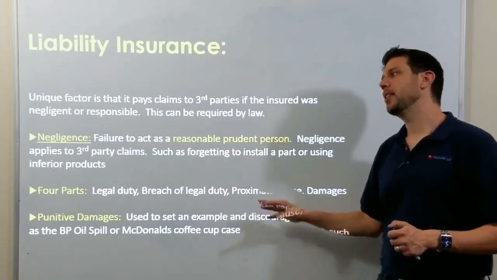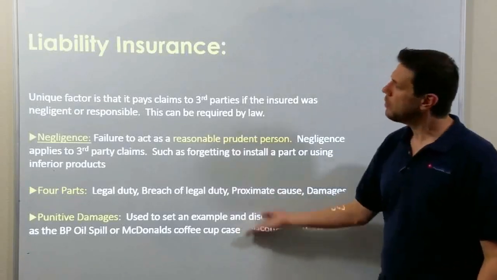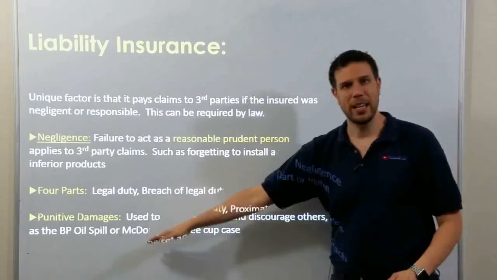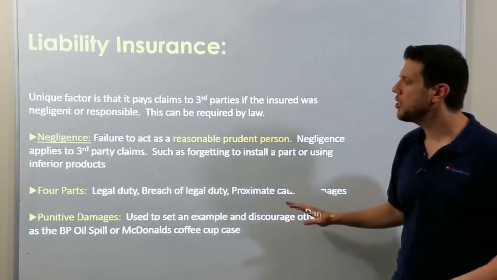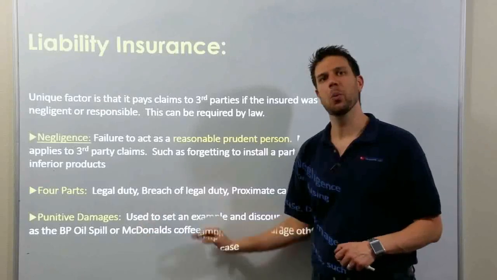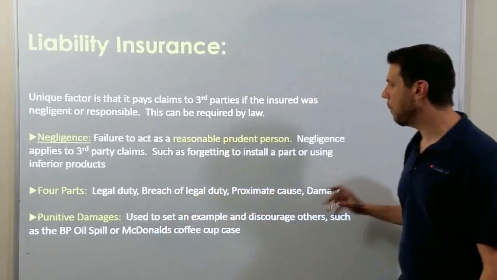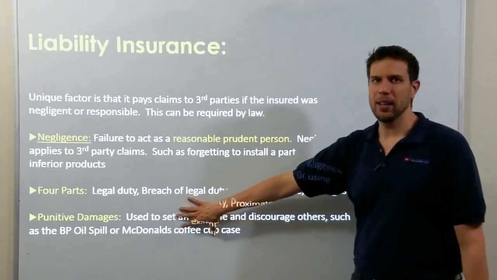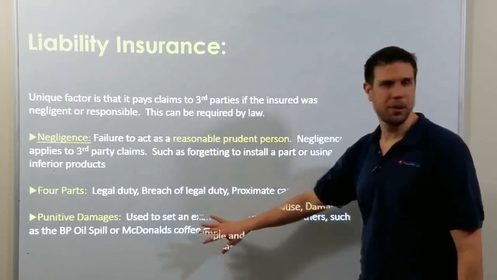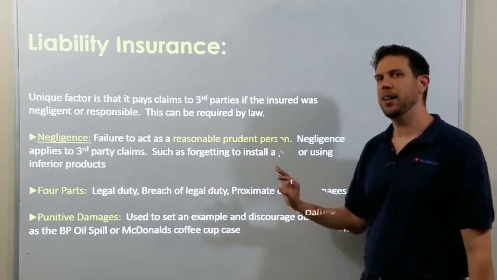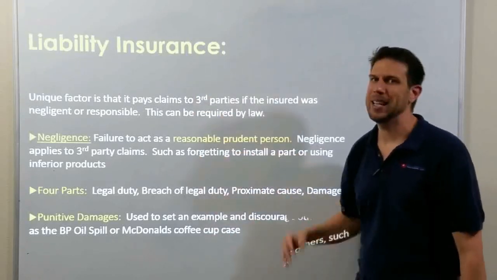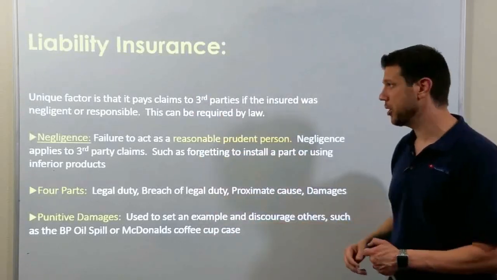The jury felt that McDonald's put profits above safety, so they decided to punish McDonald's by giving her 1 day's worth of coffee cup profits. That's a punitive damage, a punishment. Insurance policies do not cover punitive damages. They'll cover damage to the person, but not any penalties awarded by a jury.